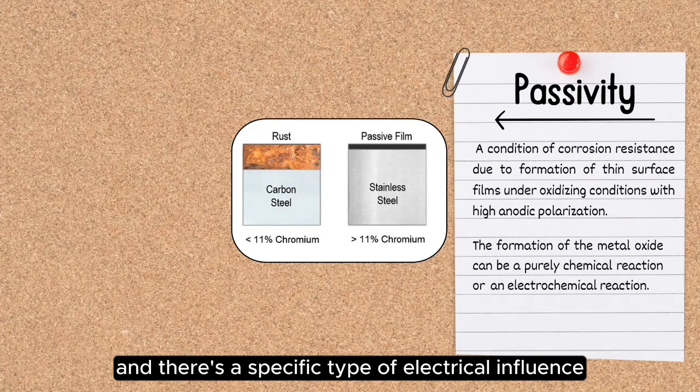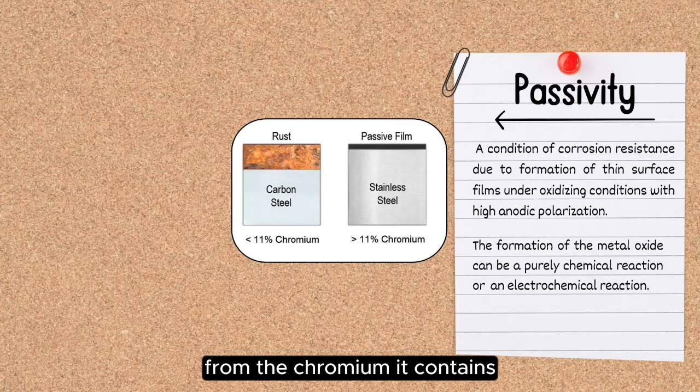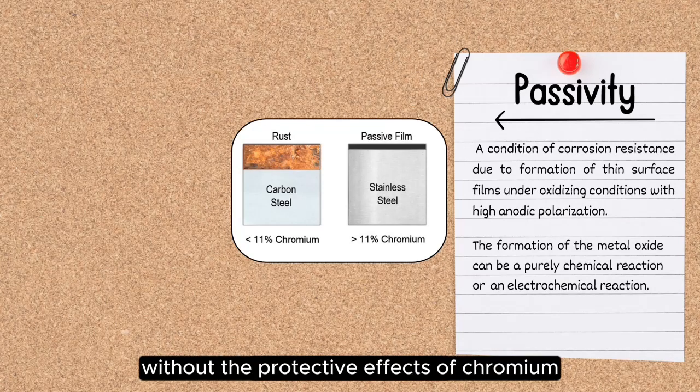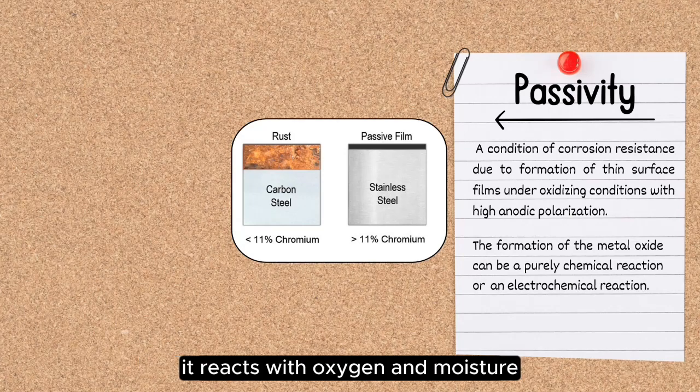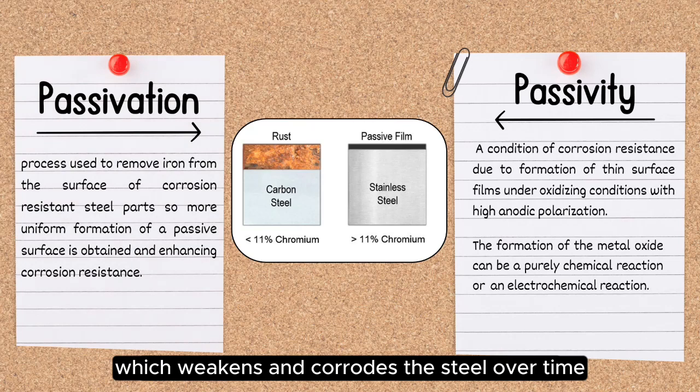If we are comparing these two steels, we can find the difference: stainless steel gets a protective shield, which is a passive film from the chromium it contains, making it resistant to corrosion. While carbon steel, without the protective effects of chromium, reacts with oxygen and moisture, forming rust, which weakens and corrodes the steel over time.